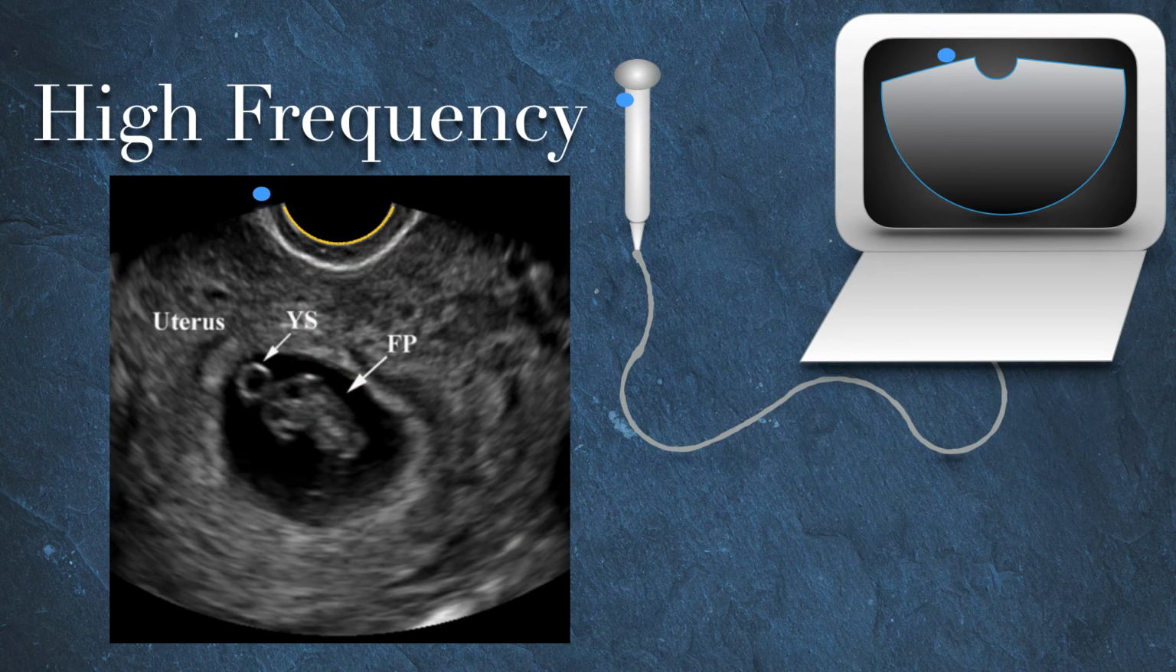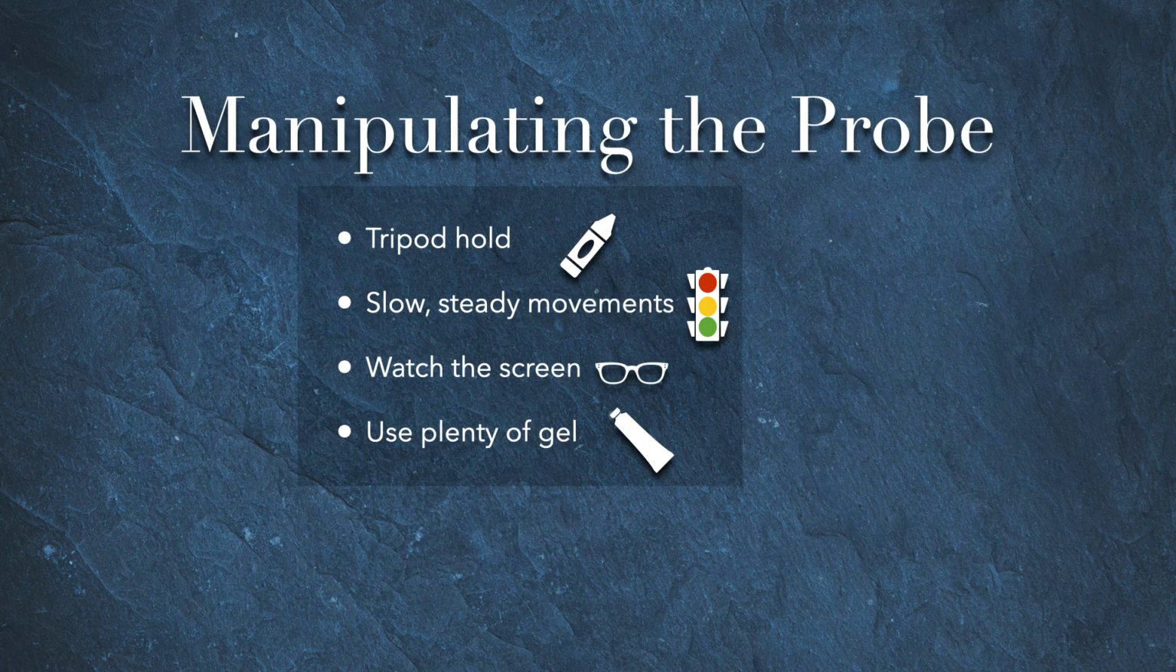This is another example of a high-frequency transducer, which we discussed previously. And this is the endovaginal image of an early pregnancy with a fetal pole and a yolk sac.